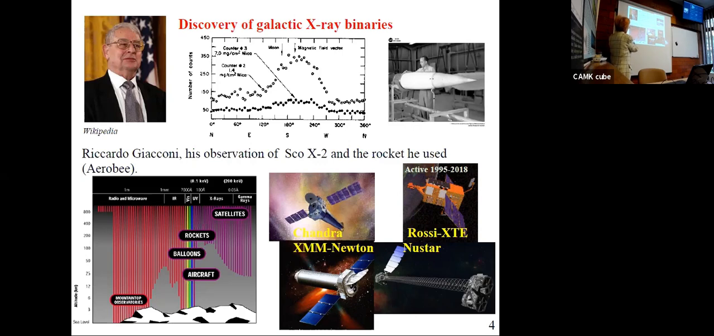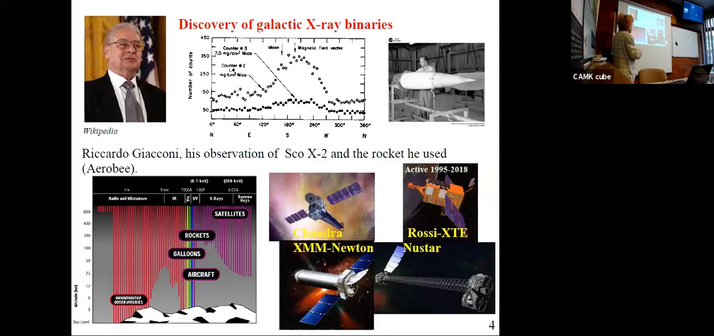So our atmosphere is only transparent to optical, very near infrared emission, that there are some windows. Then radio, of course, yes. But everything like far UV, X-rays, that's blocked by the atmosphere.